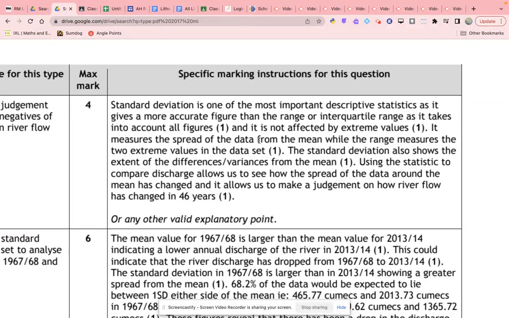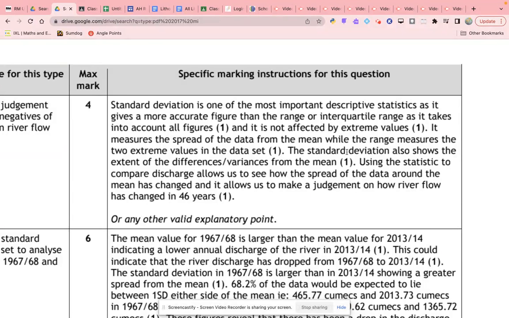Okay, so what does it next say? It measures the spread of data from the mean, whilst range measures it to extreme values in the data set. So it's a much more powerful tool than the simple use of the range. Okay, it's how things are spread around the middle, not how they're spread around the two ends of the extreme, in this case the range.